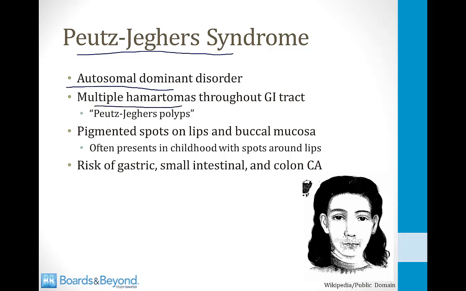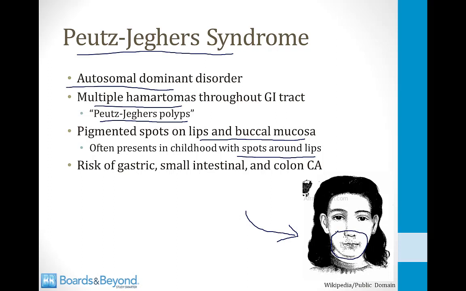These are hamartomas just like the juvenile polyps we talked about in the last slide, but in this disorder they're often called Peutz-Jeghers polyps. Another feature of this syndrome is that there are pigmented spots on the lips and buccal mucosa of children with Peutz-Jeghers syndrome. In fact, that's often how it presents. The child is brought to the physician because of spots around the lips. This is a drawing of a child with the Peutz-Jeghers syndrome, and you can see the spots around the lips that are characteristic of the disorder.